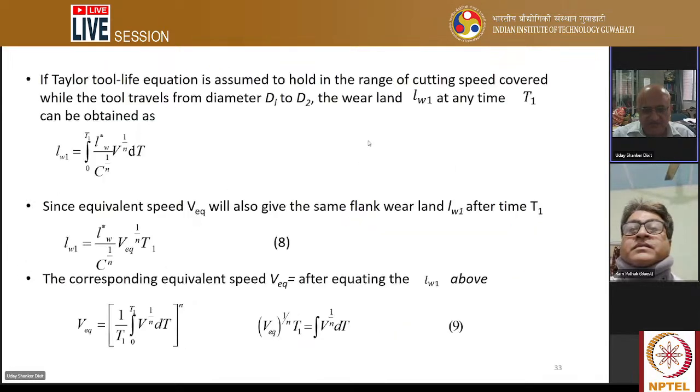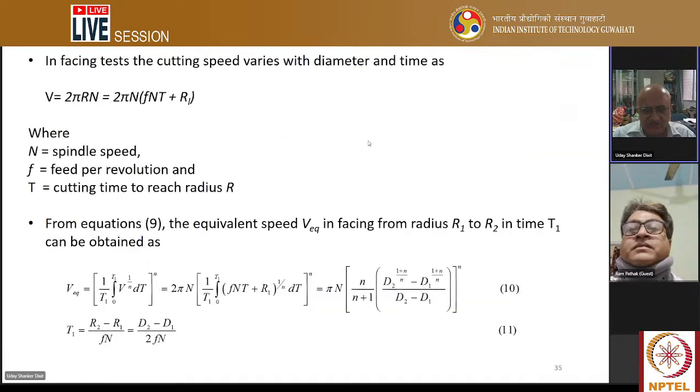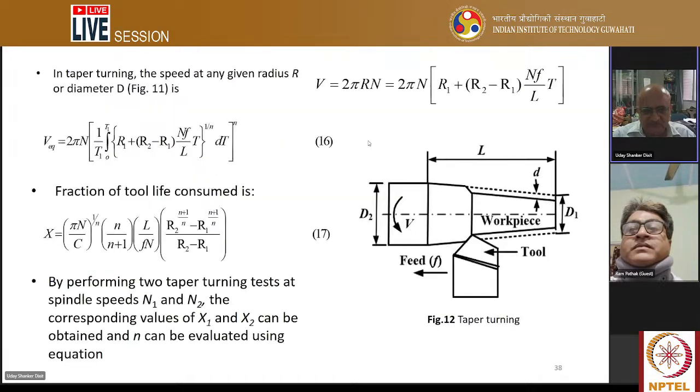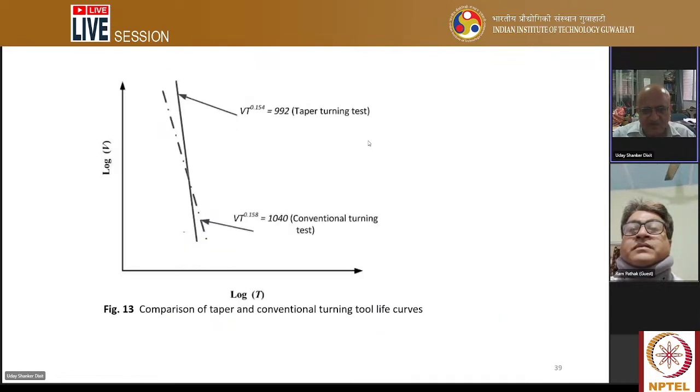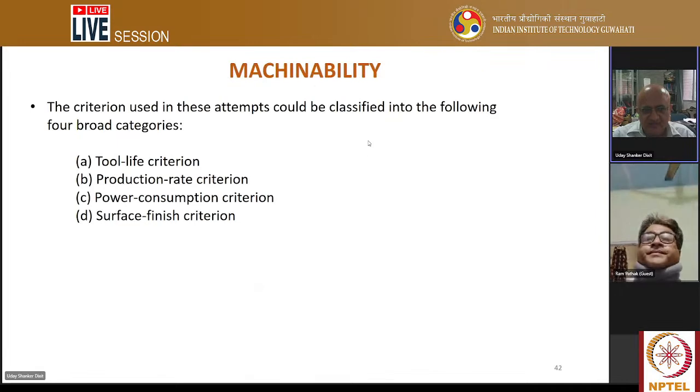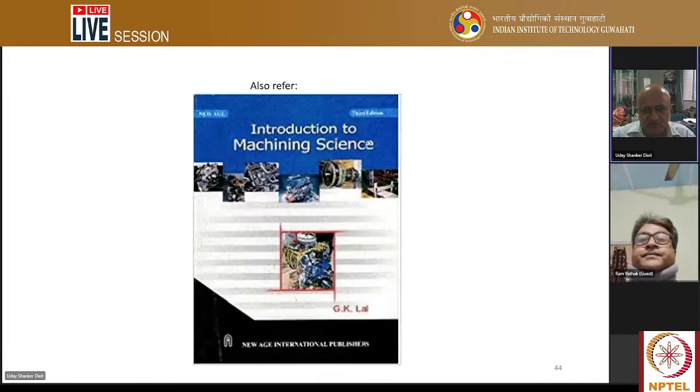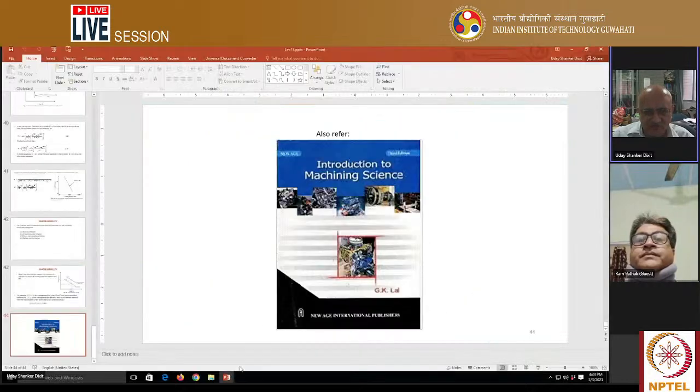And there are quick tool life testing devices based on the flank wear. Then we talked about how, if there is variable speed machining, you should calculate the tool life. Then we talked about machinability. Actually, this chapter has been nicely written in the book Introduction to Machining Science by G.K. Lal. So you can refer to that book for this.